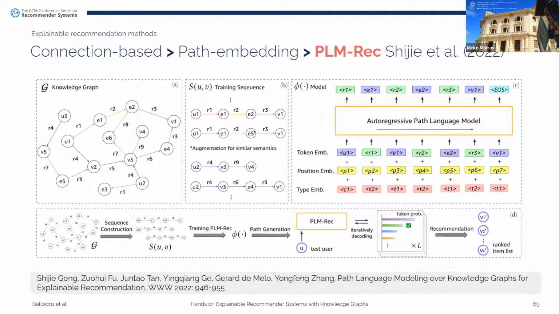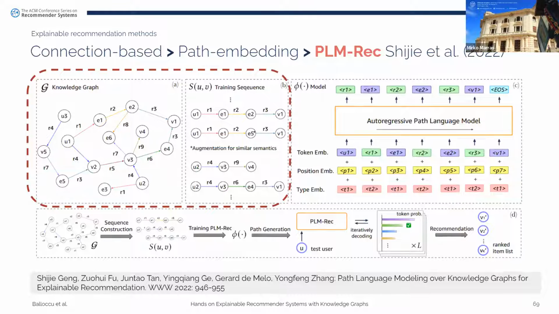The last one we see, very recent, is the model proposed by Xinyi et al. That is specifically a novel path language modeling recommendation framework that uses a language model over KG paths consisting of entities and edges. So given a knowledge graph, they extract training path sequences under different hop constraints. And by leveraging augmentations for features with similar semantics, they achieve a series of training data sequences.